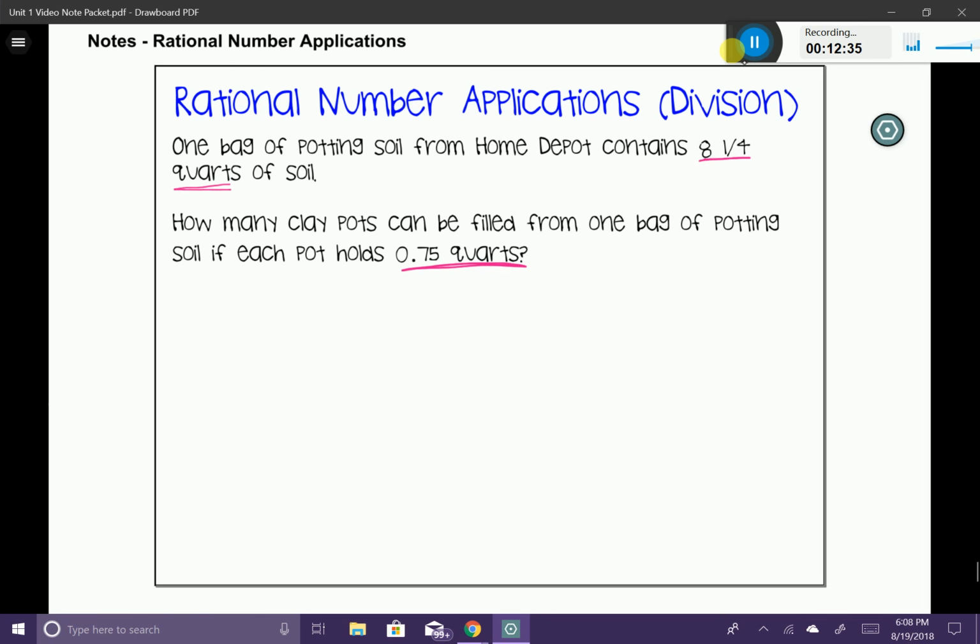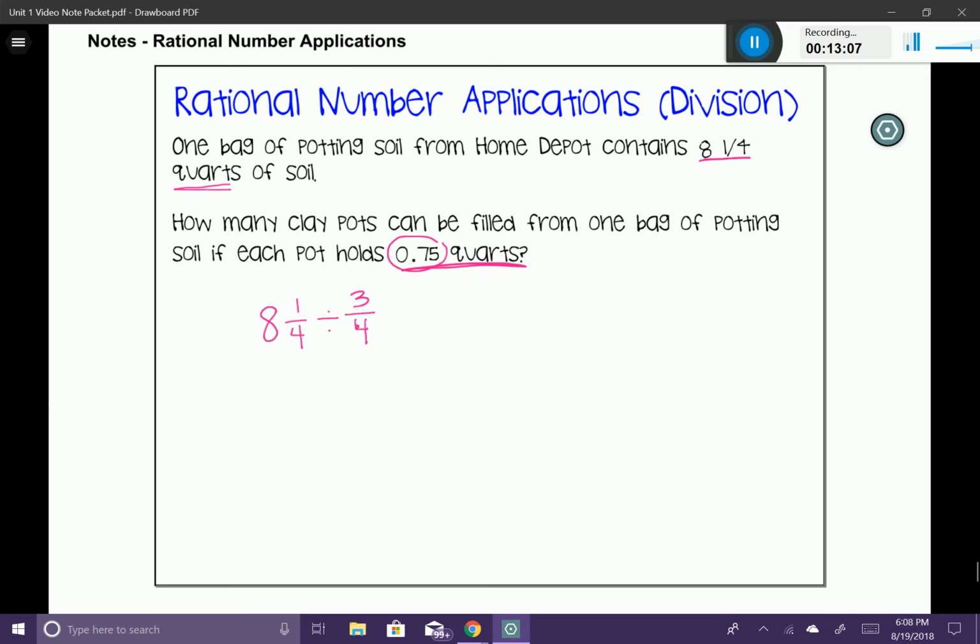So we're going to be taking that big bag, which is 8 1/4 quarts, and dividing it by how much each pot can hold. And that's going to be 0.75. Now, I don't want to write 0.75. 0.75 or 75 hundredths, again, can be written as 3/4, right? So I'm going to go ahead and write that as 3/4. Because if we think about that decimal, the decimal is equivalent to 75%, and it's also 3/4, right? 3/4 of a dollar makes 75 cents.